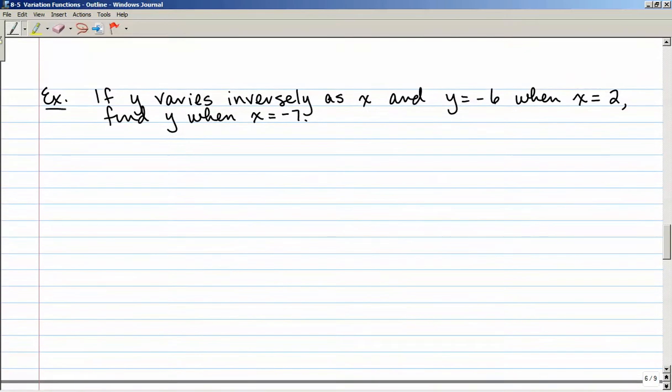Here's an example. If y varies inversely as x, so that's basically x times y, and y equals negative 6 when x equals 2, those 2 numbers are together, find y when x equals negative 7. So for the first set of values together, x times y is 2 times negative 6, and that's going to be equal to x, my second x, which is negative 7 times y, or negative 12 equals negative 7y. Dividing both sides by negative 7, y is equal to 12 over 7.